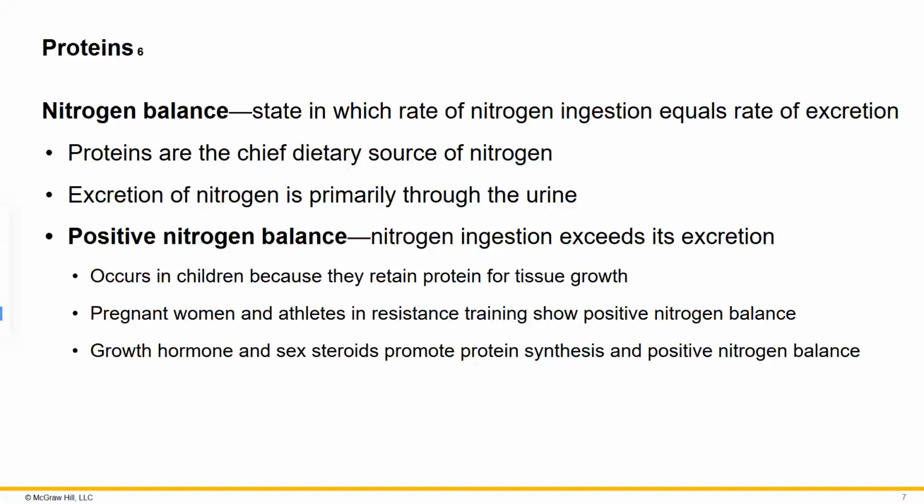The nitrogen balance. It's the state in which the rate of nitrogen ingestion equals the rate of excretion. Proteins are the chief dietary source of nitrogen. Excretion of nitrogen is primarily through the urine. Positive nitrogen balance means that nitrogen ingestion exceeds its excretion. It occurs in children because they retain protein for tissue growth. Pregnant women and athletes in resistance training show positive nitrogen balance. And growth hormone and sex steroids promote protein synthesis and positive nitrogen balance.